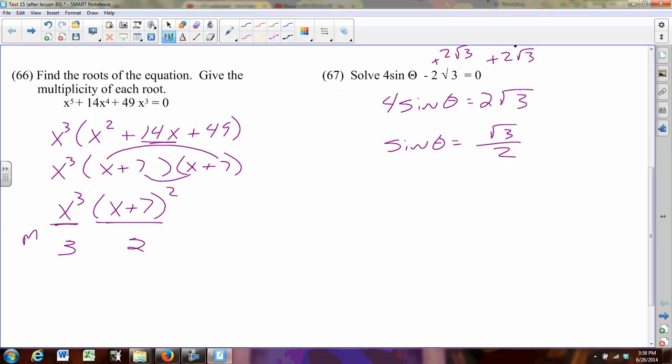Now, if I do the sine function and use this as my theta, sine is opposite over hypotenuse. So that tells me this is a 30-60-90 triangle. Since this is the middle term, I know that this would have to be my 60. The 30 is across from the 1. So this would have to be my 60 degrees.